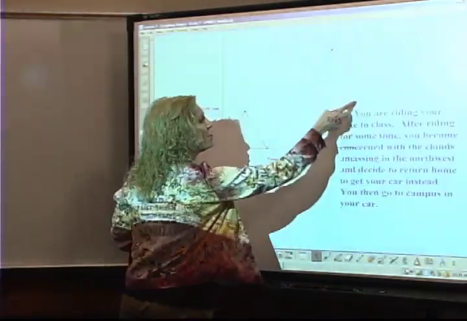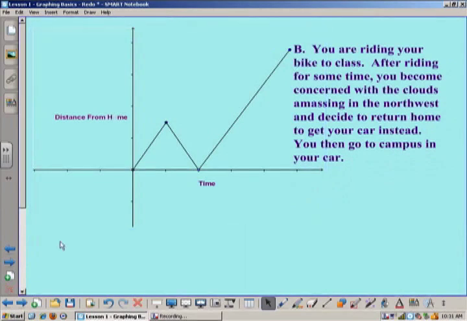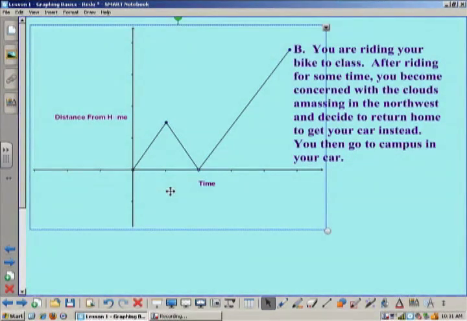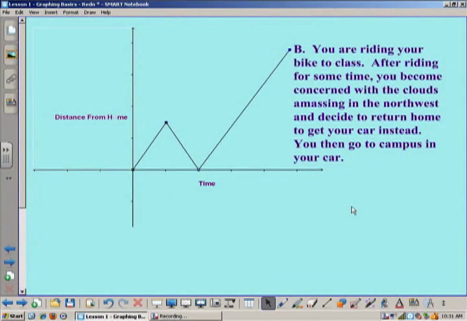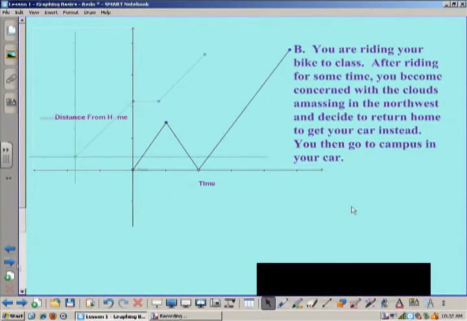And so the story that goes best with that is that you're riding to class, you see some clouds up in the northwest, and you decide to return home. So here is where you realized, ooh, weather's not looking good. You turn to go home. How do I know? Your distance from home is now decreasing. And then you're at home, then it increases as you got in your car to go to campus. Okay, you're kind of getting the gist of this? It's an idea of if you understand what the graph is telling you.